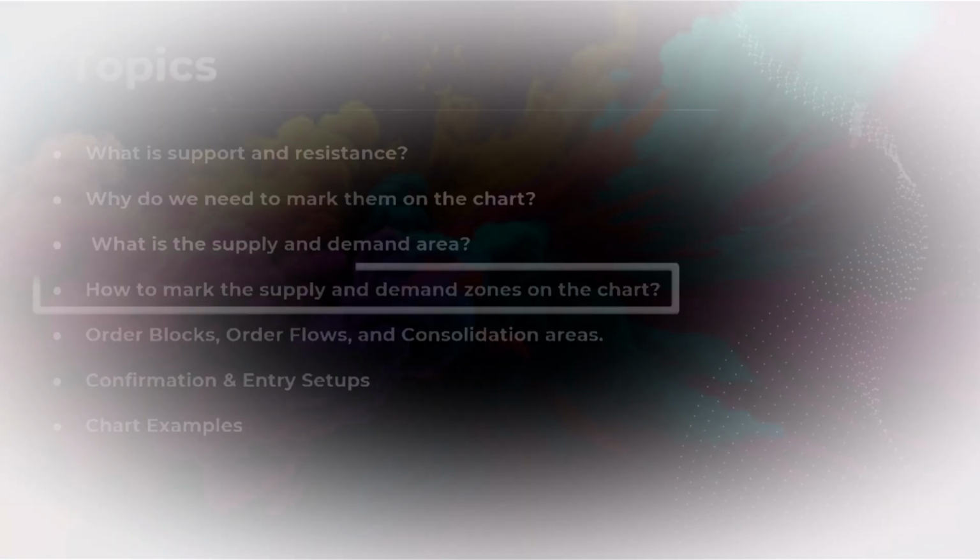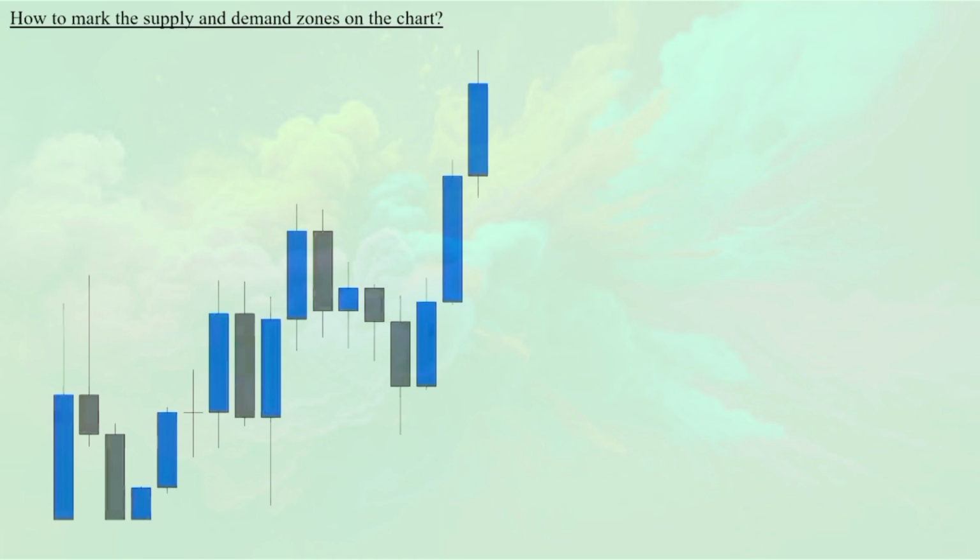Now, how to mark the supply and demand zones on the chart. Let's start with the basics. The first step is to identify the fair value gaps and breaks on the chart.